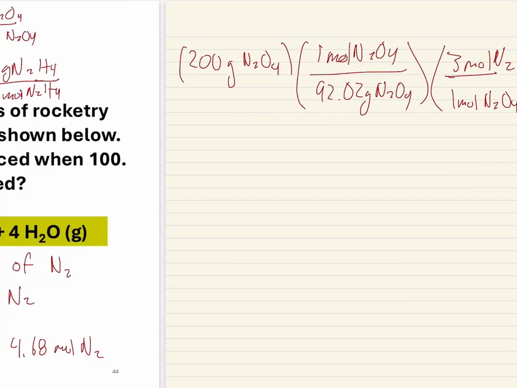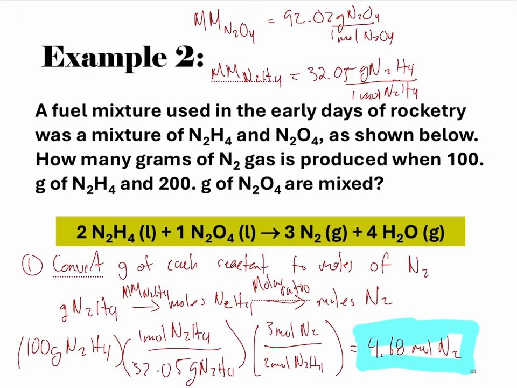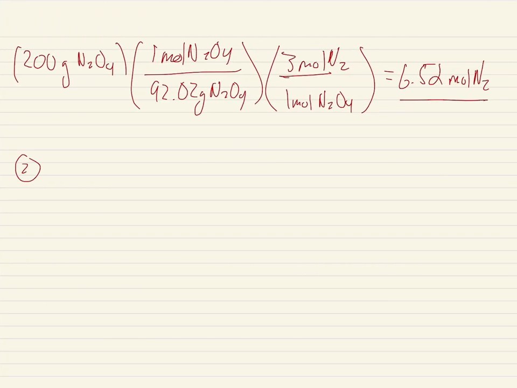So which one is our limiting reactant here out of these two? The first one, right? Because it makes less moles, that's our limiting reactant. That means that when we mix this mass of each reactant together, only the mass of the limiting reactant determines the products that we make. So the next step is to convert moles of the limiting reactant to mass of product.